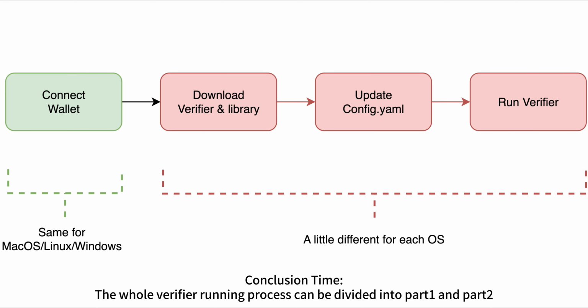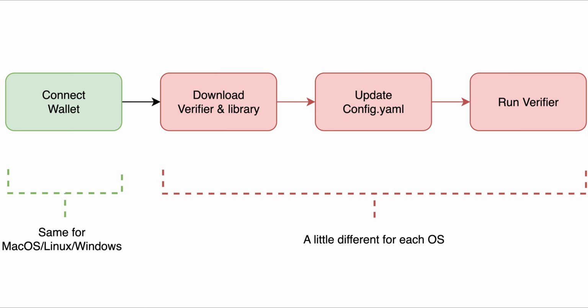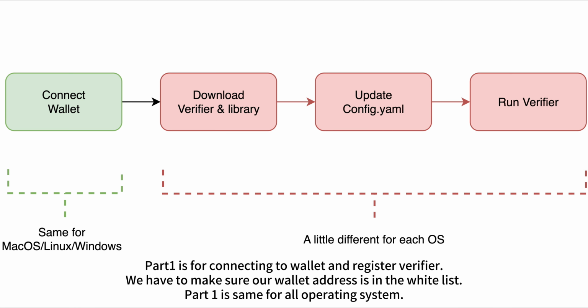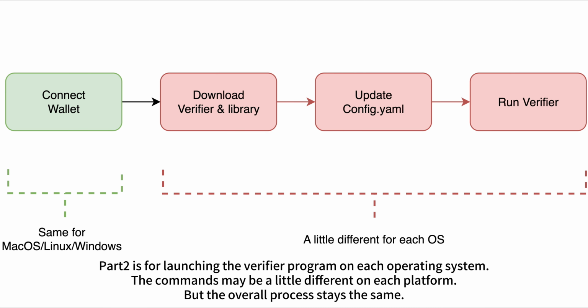Conclusion time. The whole verifier running process can be divided into Part 1 and Part 2. Part 1 is for connecting to wallet and register verifier. We have to make sure our wallet address is in the whitelist. Part 1 is same for all operating systems. Part 2 is for launching the verifier program on each operating system. The commands may be a little different on each platform, but the overall process stays the same.